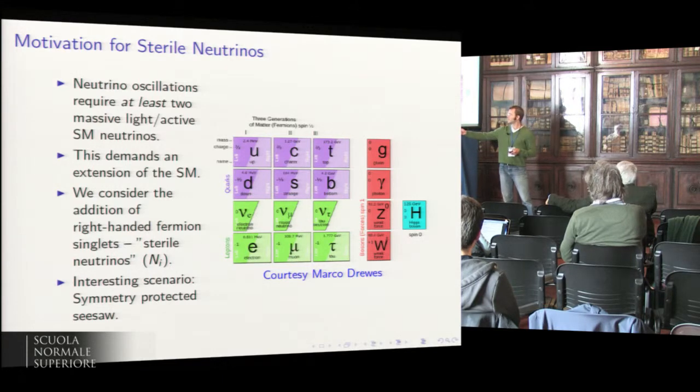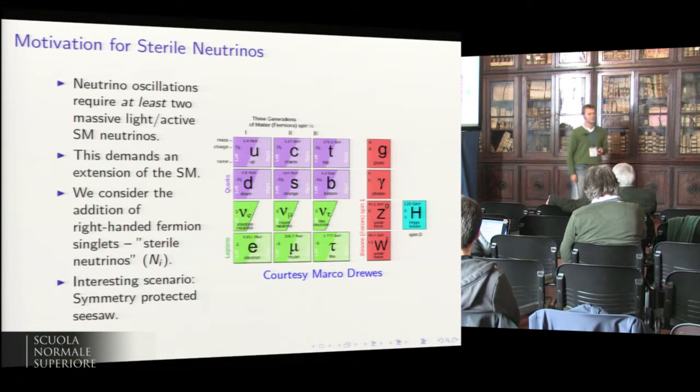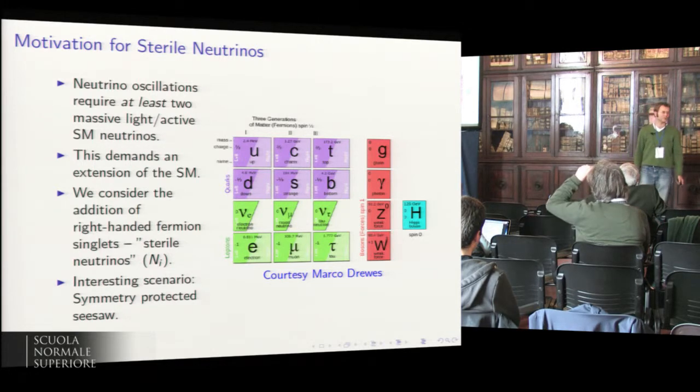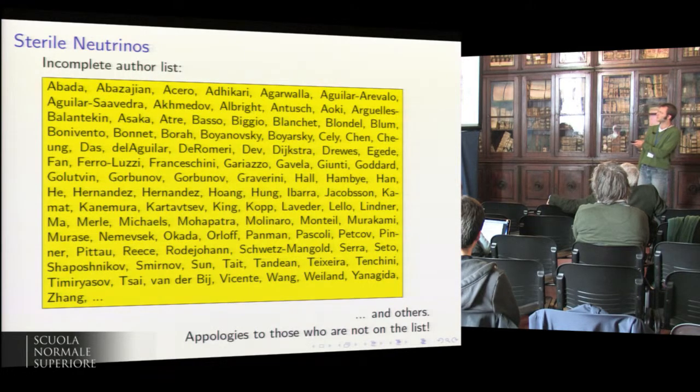And I will consider the scenario where we have an extra symmetry involved to protect our light neutrino masses from blowing up. This is to abolish the common prejudice against neutrinos that they have to be GUT-scale heavy or very light. So we can have them also at the electroweak scale, where we can actually see them. I'm not saying it's the case, but it's a possibility. This list does not aspire to be complete, so if your name is not on it, don't feel offended.